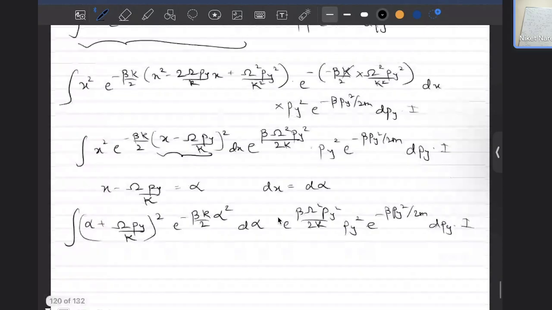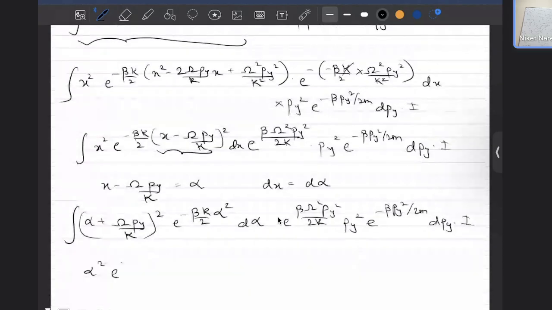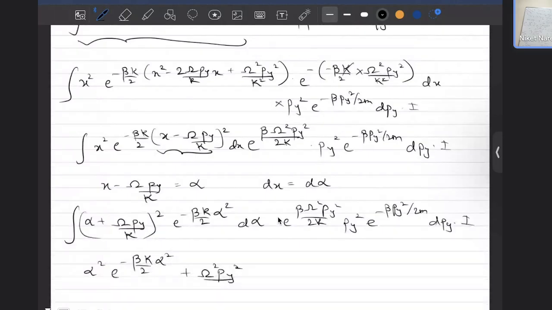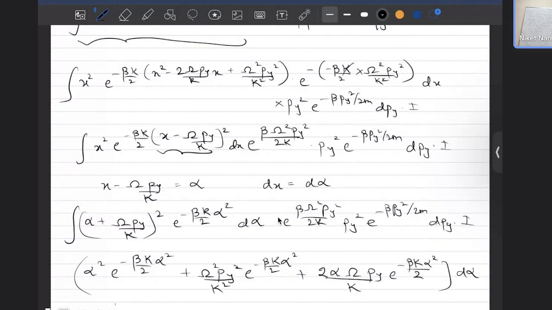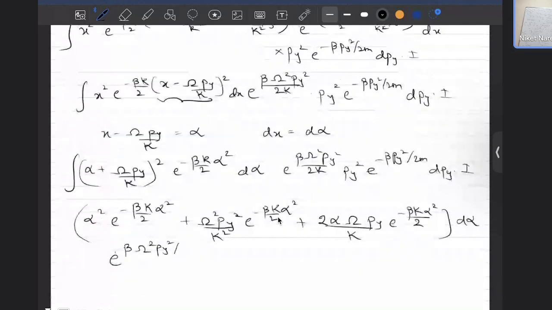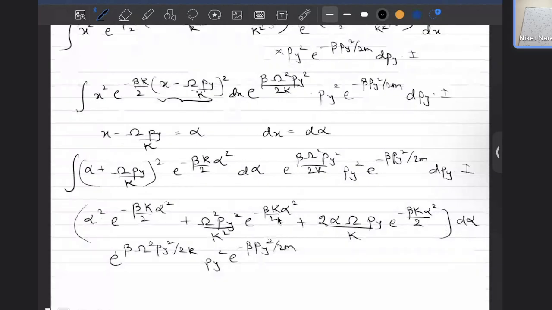So now alpha squared e raised to the power minus beta kappa by 2 alpha squared, plus omega squared py squared by kappa squared e to the power minus beta kappa by 2 alpha squared, plus 2 alpha omega py by kappa e to the power minus beta kappa alpha squared by 2, d alpha, multiplied by e raised to the power beta omega squared py squared by 2 kappa, py squared e raised to the power minus beta py squared by 2m dpy into I.